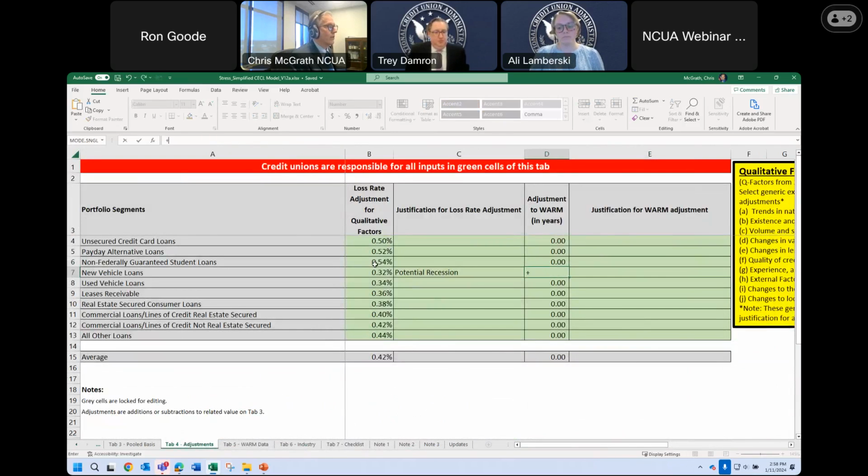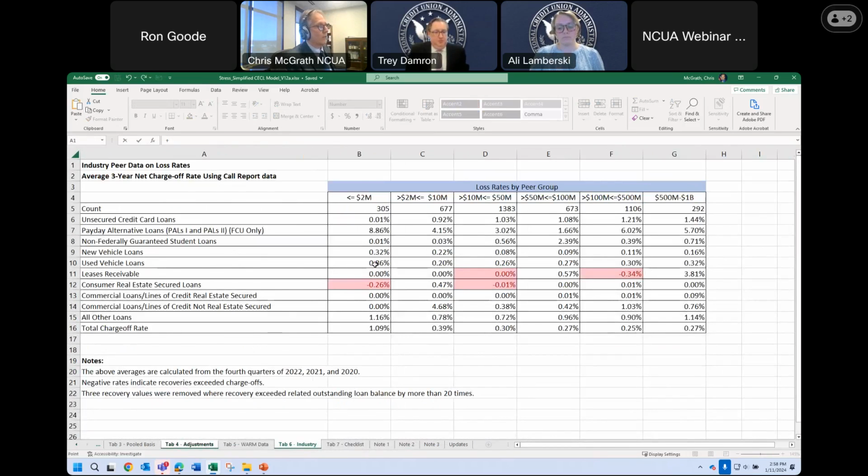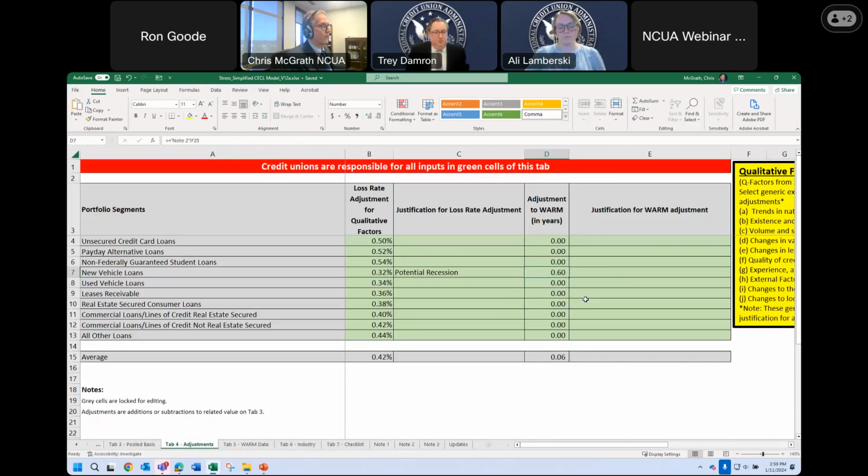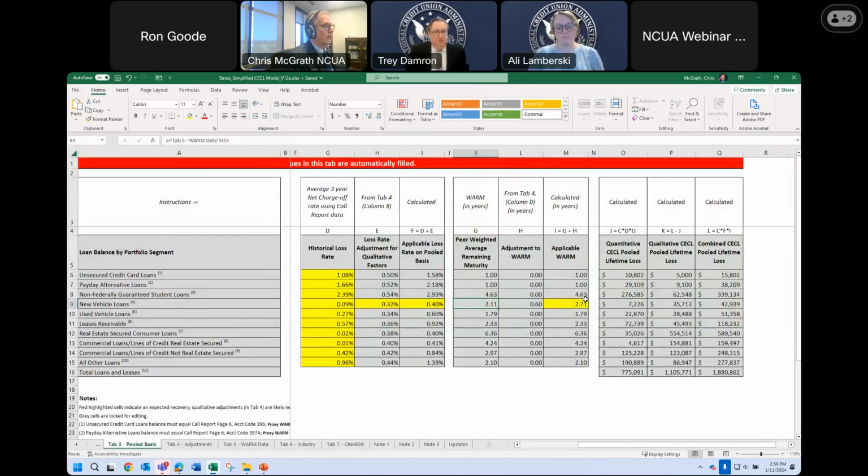So here, we'll pull in the adjustment to fine tune the WARM. You see that this number comes through, and we get a better estimate, a refined estimate of what we expect in the way of losses on auto loans. So that was a very quick run through, and I see we're at the top of the hour.